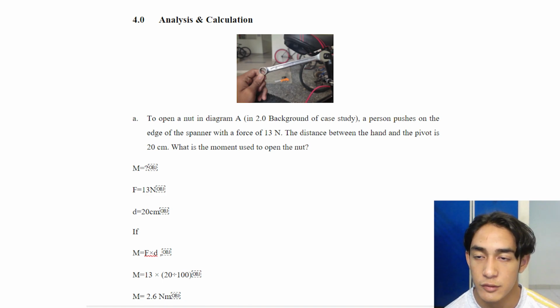From the information given, we got the force, which is 13 Newton, and the distance, which is 20 centimeter, but we convert it into meter, and the question asks to calculate the moment. From the formula M equals force times distance, we can replace the values from the information given into the formula. So we got M equals 13 times 20 over 100. We calculate it and we got M equals 2.6 Newton meter.